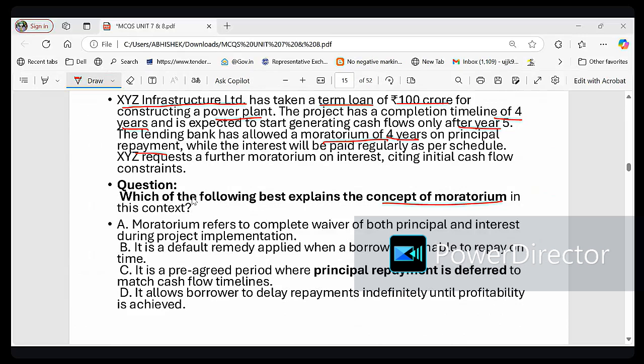Now what do you think? What is the correct option to this question? Is it A? Is it B? What do you think about option A? Moratorium refers to complete waiver of principal and interest. So, what about option A? Do you think option A is correct?